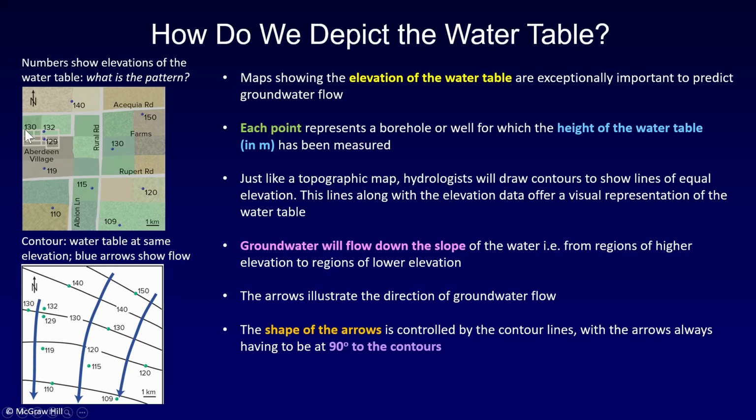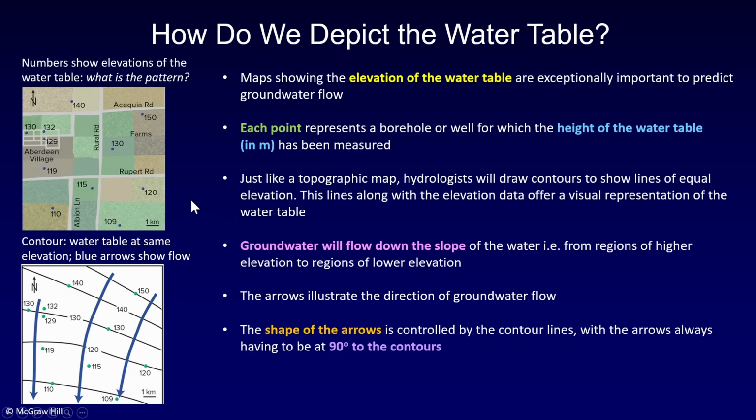You will see that there are several borehole locations or well locations which are marked out by these blue dots. Next to each of these locations, there is a value giving the height of the water table, typically in meters, sometimes in feet. Obviously, in order to find out which, you need to read the key for the map. Each of these is giving you the elevation of the water table at that borehole or well.